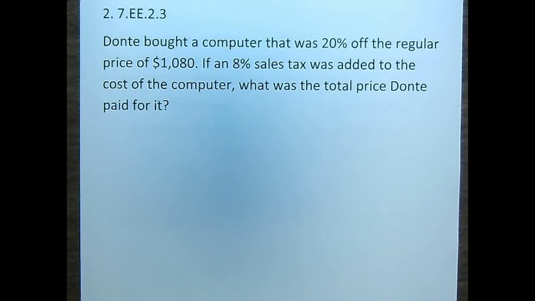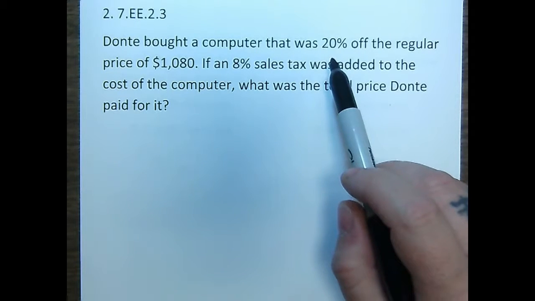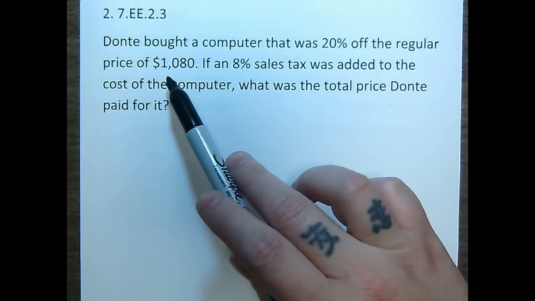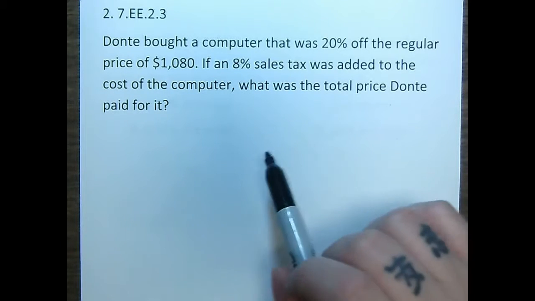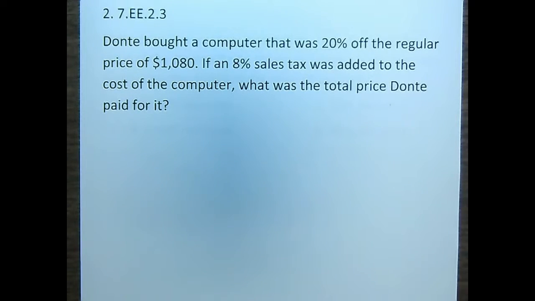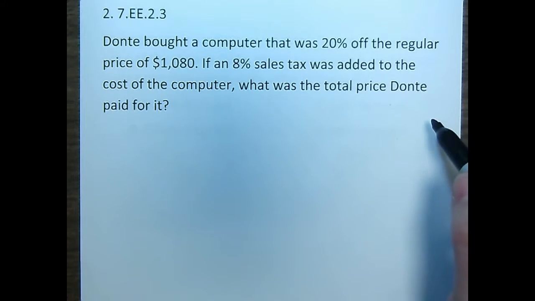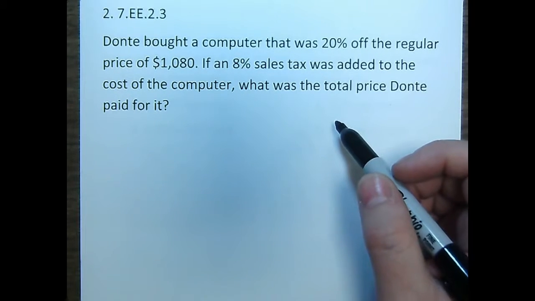Yes, ladies and gentlemen, this video will help you with your FSA review packet for week 2, day 1, and question 2. This says Dante bought a computer that was 20% off the regular price of $1,080. If an 8% sales tax was added to the cost of the computer, what was the total price Dante paid for it?